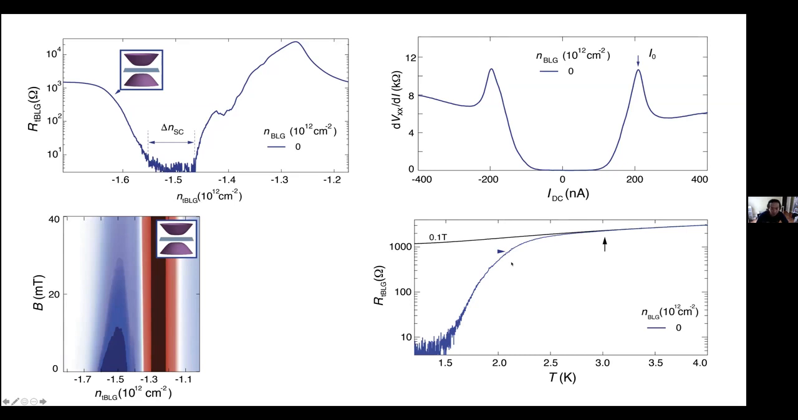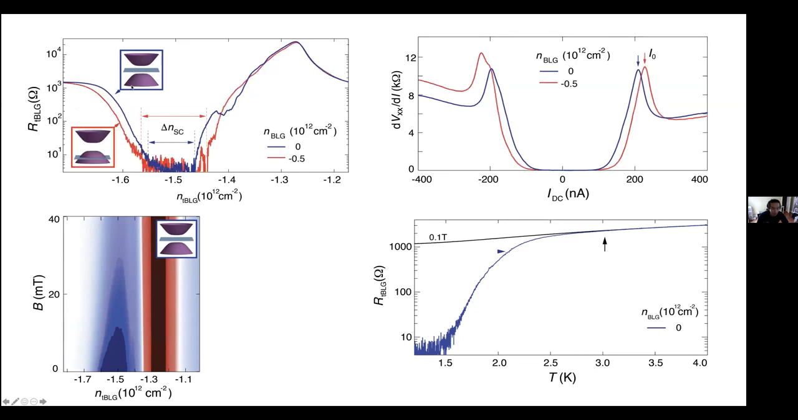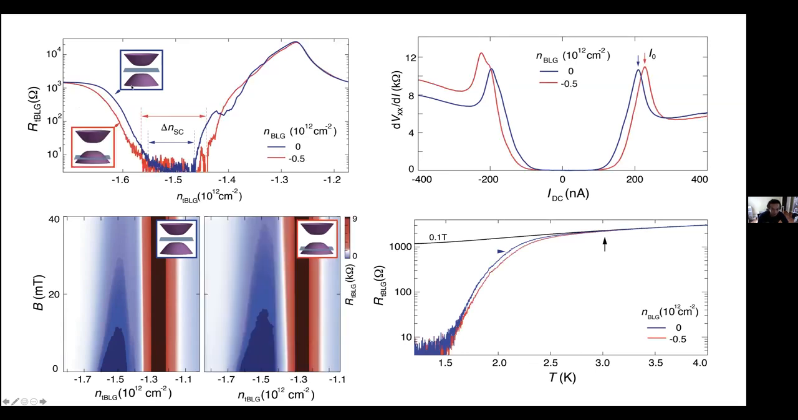All of these measurements I'm showing right now are performed when bilayer graphene is tuned to be insulating. And you can see that as we tune bilayer graphene to be metallic, the superconductivity becomes stronger according to all these characterizations. It has a larger density range where it's stable, and the critical current goes up. It's stable against a higher magnetic field, and the transition temperature goes up as well.